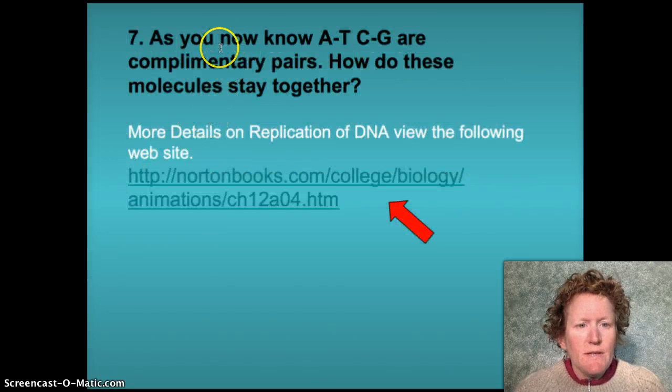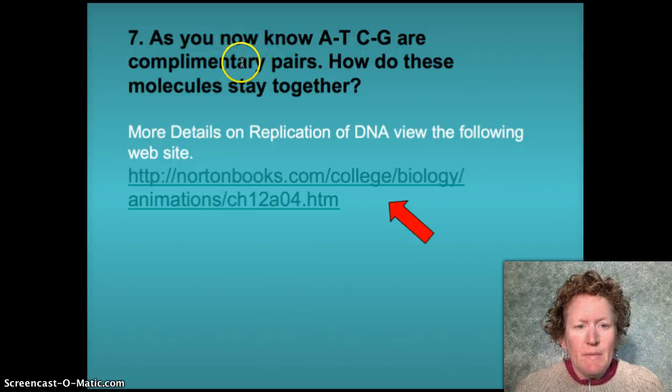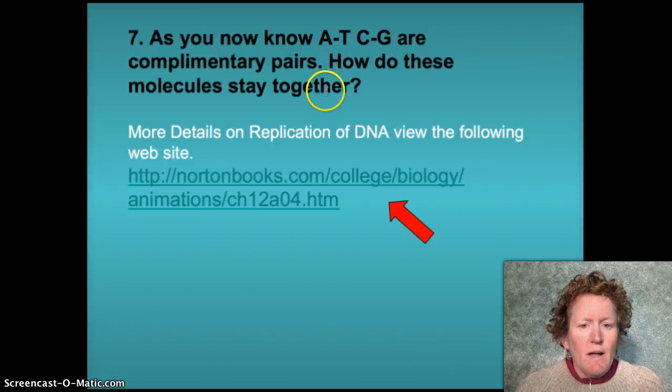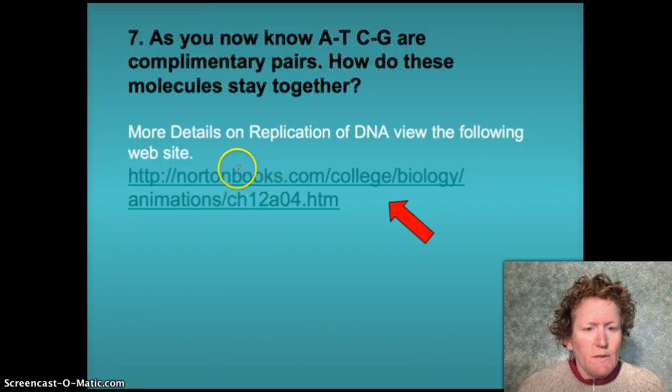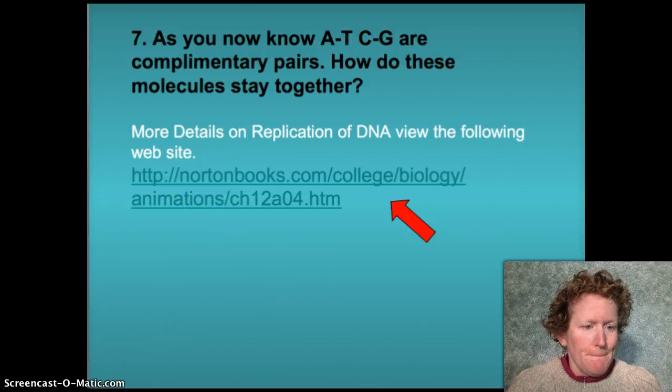So for question 7, A, T, G, C are complementary pairs. We're going to look a little bit closer at how these molecules stay together by going to this website and viewing a little bit of an animation. So at this point, you can pause this video, find this URL in the notes of YouTube, click on this, watch the video, and then you can answer question 7.